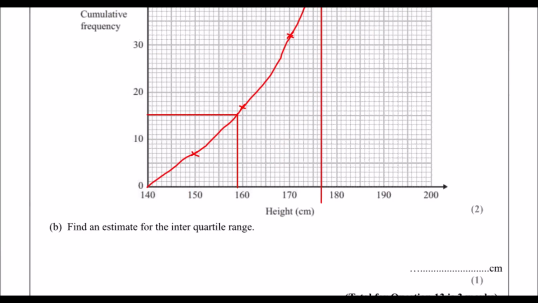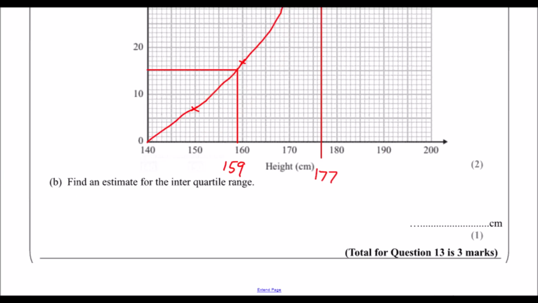So the lower quartile, we've got 159. And our upper quartile, I've got 177. So for our interquartile range, we want the upper quartile, take away the lower quartile, and 77 take away 59 is 18. So 18 centimeters.